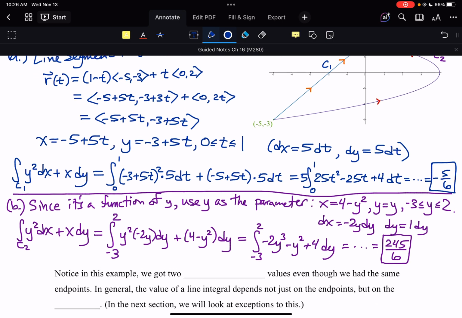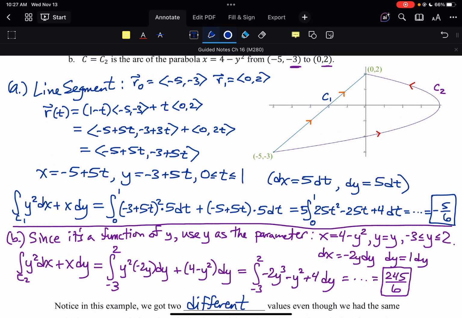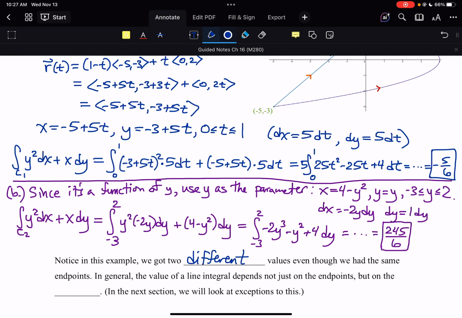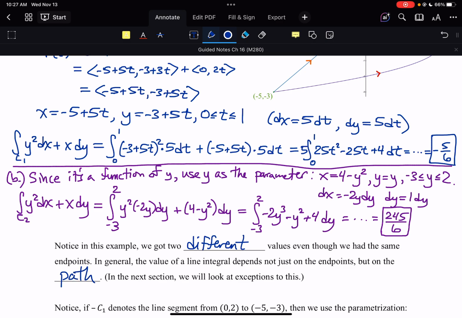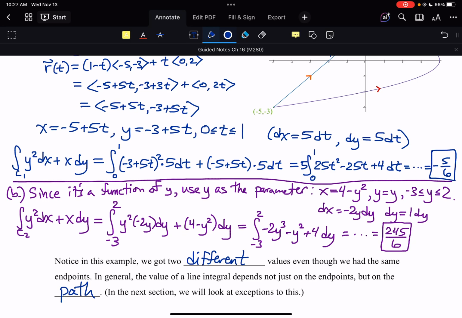I want to draw our attention to the little blurb down here. Notice in this example, we got two different values, even though we had the same endpoints. We started and ended at the same place, but we took two different paths to get there. In general, the value of the line integral depends not just on the endpoints, but on the path, because the function will behave differently over these two curves. So we should, in general, be getting different answers. In the next section, we will be looking at exceptions to this rule, cases where this may not happen. But that will be for a different discussion.